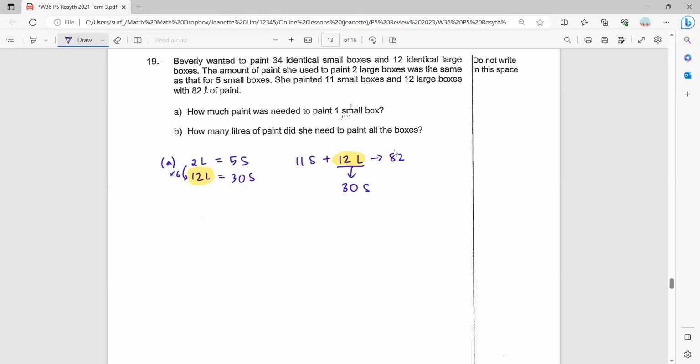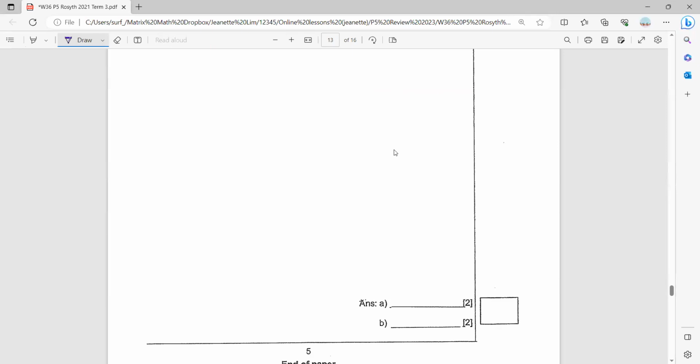So 11 and 30 is 41. 41 small is 82 liters. So 1 small will be 82 divided by 41, which is 2. So answer 2 liters for part A, 2 liters.